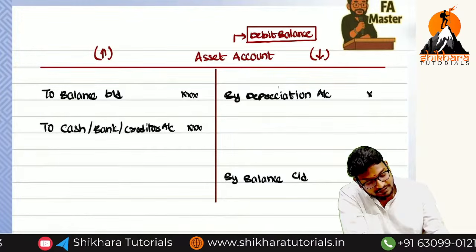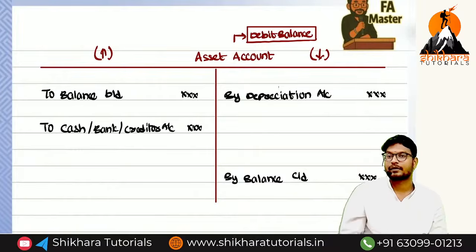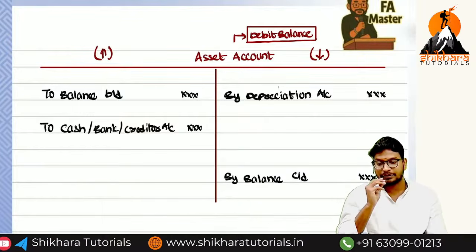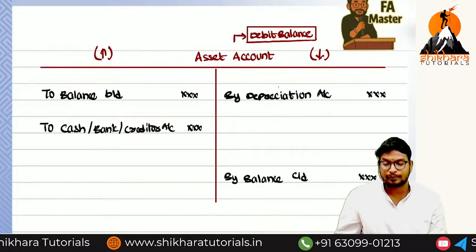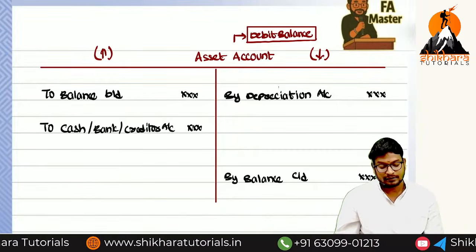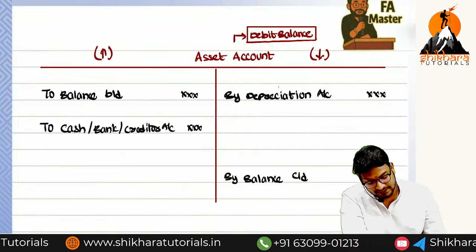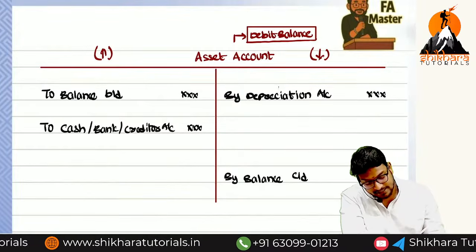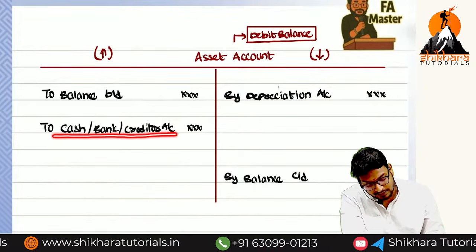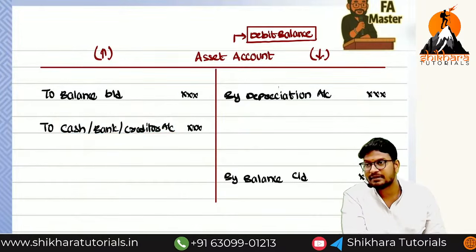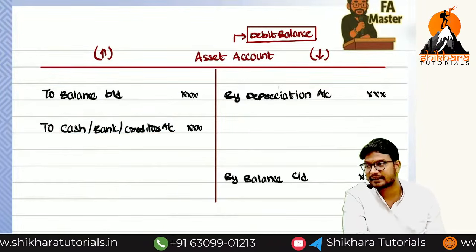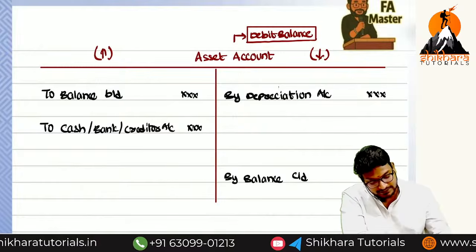By depreciation account. So next what we are going to do? Purchase completed, depreciation completed, opening and closing also completed. So next what we are going to do? Sale. Same side or opposite side? Opposite side. Because purchase is recorded on the debit side, sale will be recorded on which side? Credit side, because the value is decreasing.